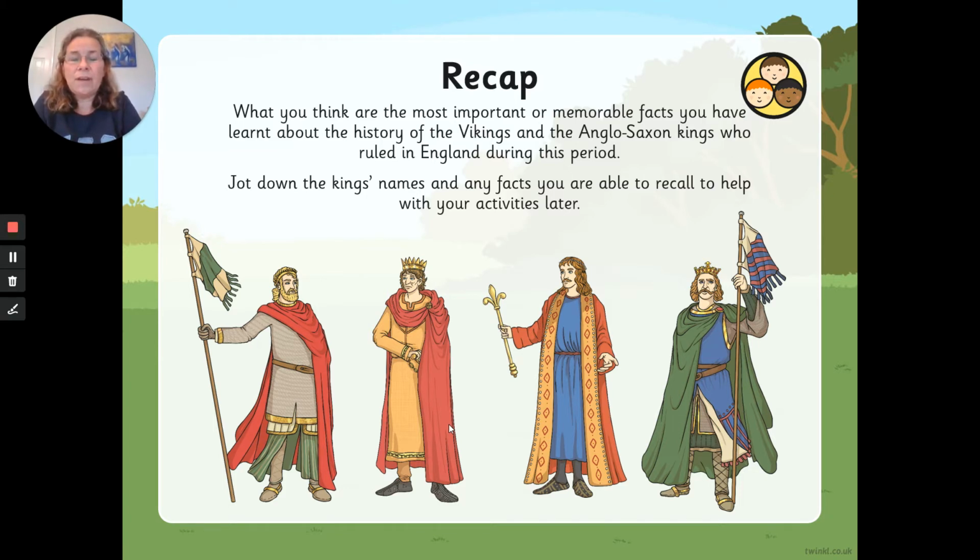As you go through this video, you can add some extra information. Just pause the video whenever you need to, jot down the information, and then restart it when you're ready to move on.